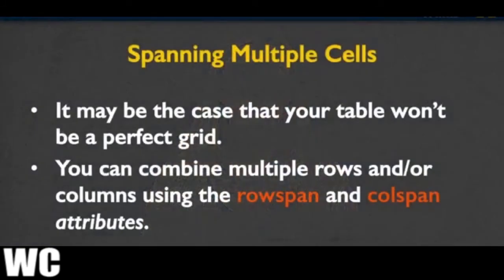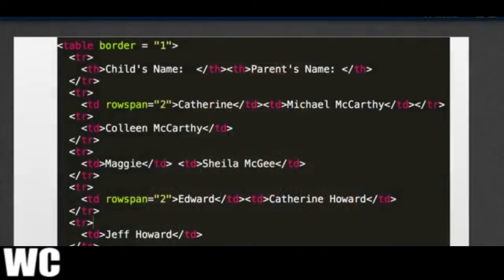It might be the case that the table you want to make isn't some sort of perfect tic-tac-toe grid or perfect 9 by 9. So you can combine multiple rows and/or multiple columns using the rowspan and colspan attributes. Inside your element, you would include rowspan equals 2 if you wanted to span 2 rows, or colspan equals 5 if you wanted to span 5 columns. All right, so let me go ahead and show you an example with some code.